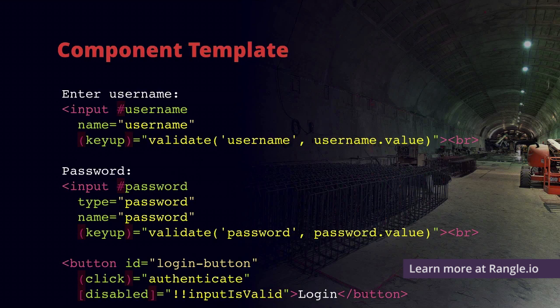And then finally, the last thing that you might notice here is that we want to be able to refer to properties of different subcomponents, and we do that using those hashes. So hash username allows us to then refer to username.value, and for password.value we're utilizing the fact that we have hash password.